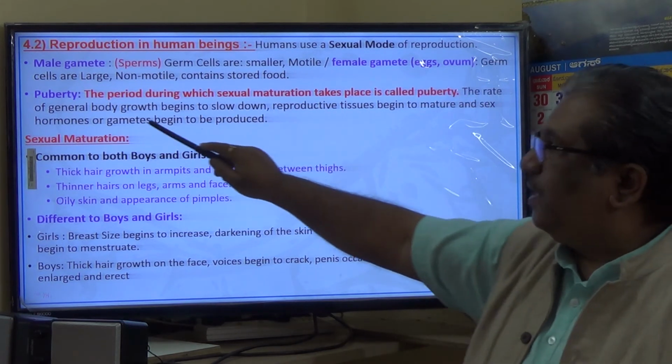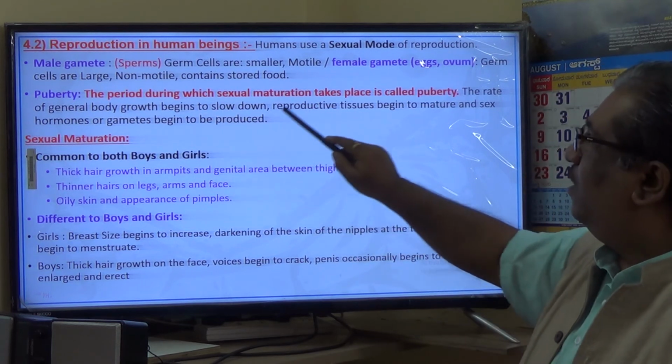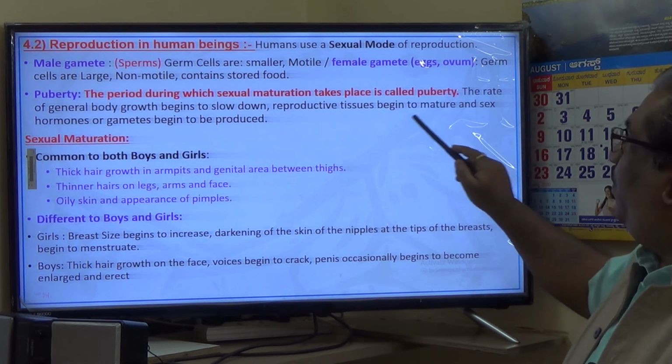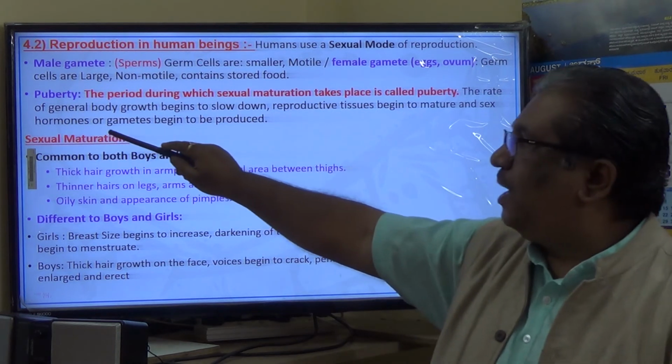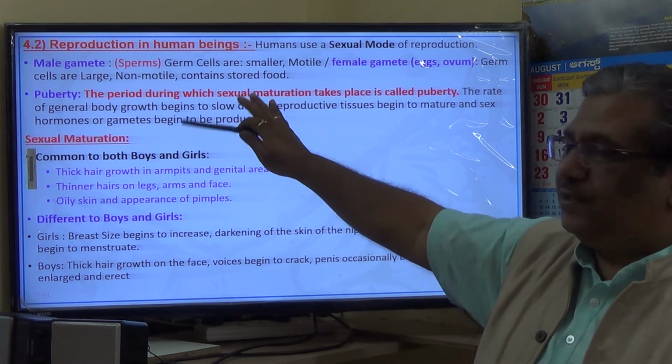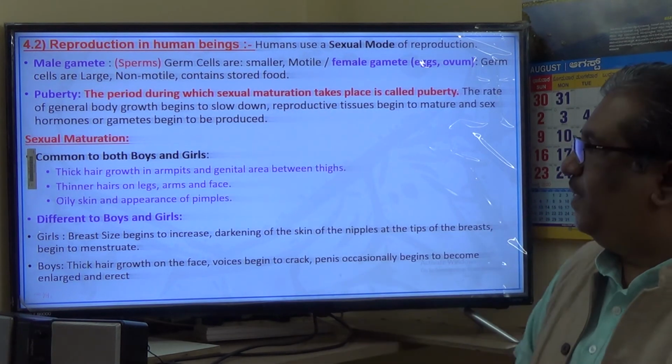The rate of general body growth begins to slow down, whereas reproductive tissues begin to mature and be able to produce hormones or gametes. You will get one question on this also. What is puberty? Something like that.